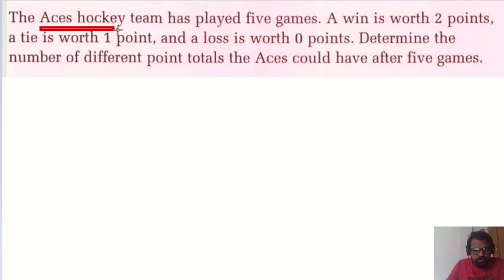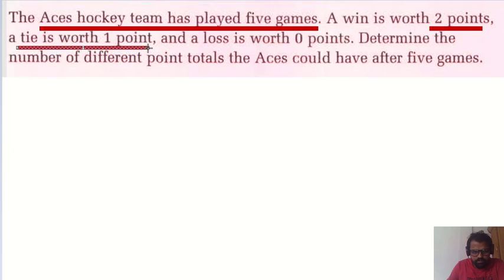The Aces hockey team has played 5 games. Okay, a win is worth 2 points. A tie is worth 1 point and a loss is worth 0 points. Determine the number of different point totals the Aces could have after 5 games. So choose a strategy. Diagram? No, it will not work here. List? Table will work. So we will make a table.